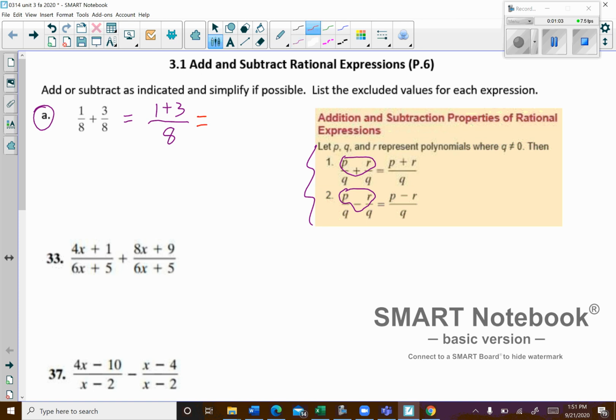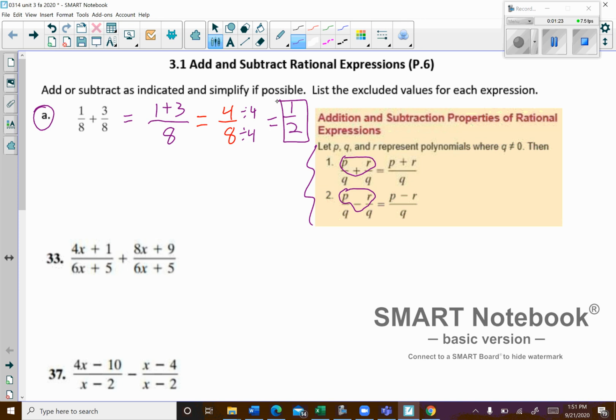1 plus 3 is 4. 4 divided by 8, and then we can simplify that. They're both reducible by a factor of 4. So you divide the top and bottom by 4, and that gives us 1 over 2. So 1/2 right there.